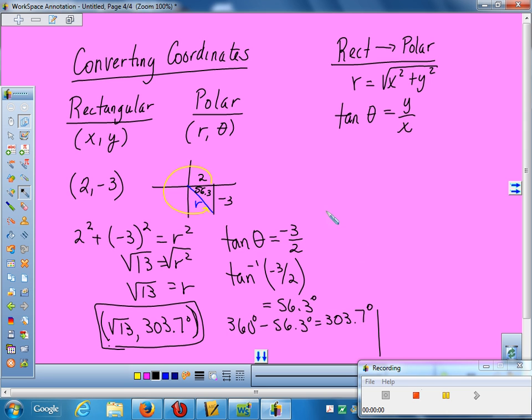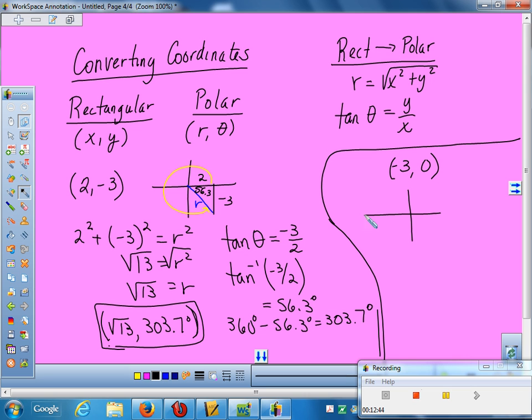I want to point out, however, there are certain problems that are super duper easy and you don't want to go through all that work. You want to use good old basic common sense. If I gave you the coordinates negative 3, 0, you should be able to instantly tell me the polar coordinates of that one without even doing any work, because where are you at if you're at negative 3, 0? You're left 3, up 0. So what's the radius and what's the angle?